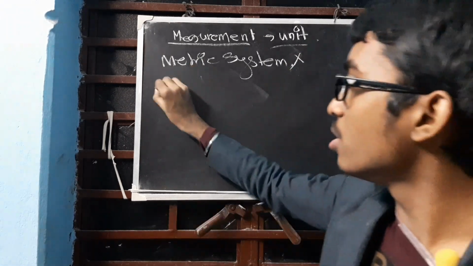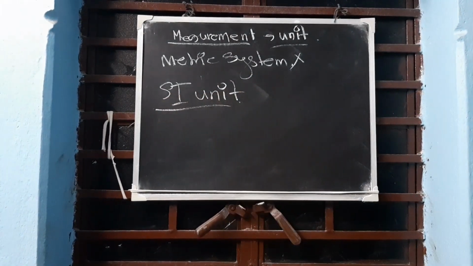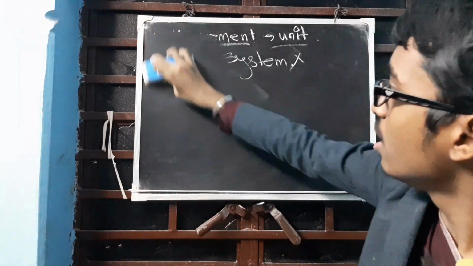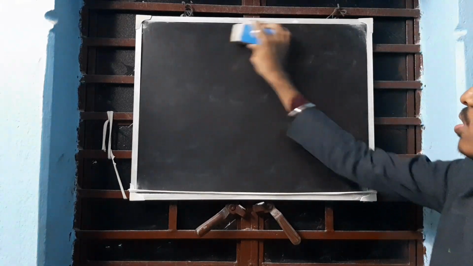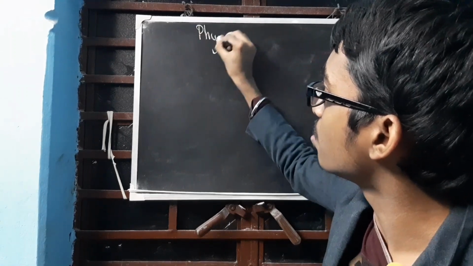Finally we come to the SI unit. This is what we are going to use. The General Conference of Weights and Measures adopted the International System of Units, that is SI unit. This system is popularly known as the SI system. In the French language, it is Le Système International d'Unités. We say it as SI unit. Now whatever we do, we have to put the proper SI unit in the numericals. Clear? Understood?